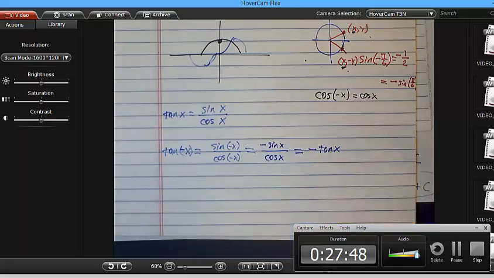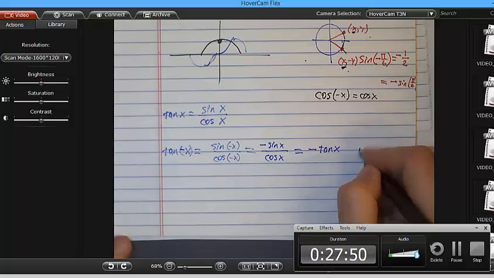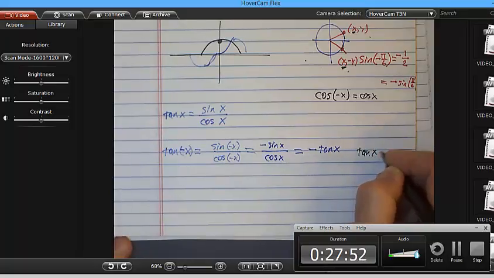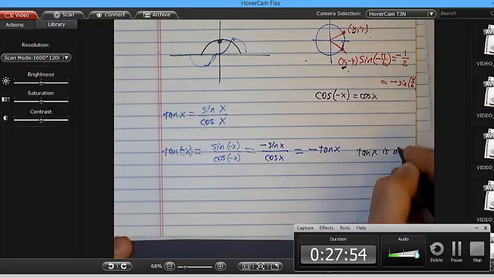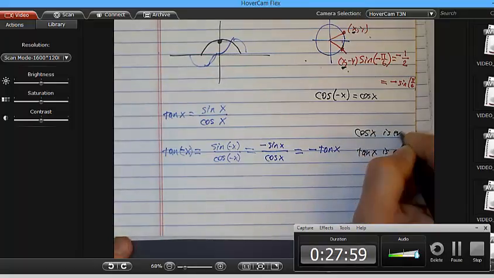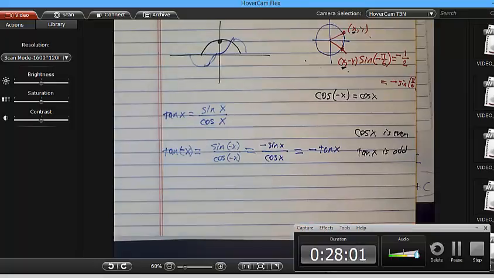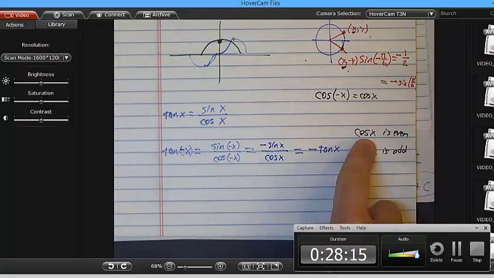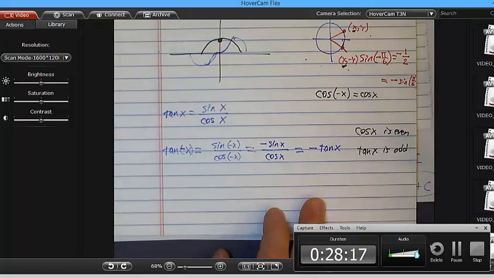And so what does that tell me about tangent of x? Tangent of x is what? Odd. Cosine of x, I said, is even. Sine of x is odd. Sam, is that enough, or you want the other ones? The other ones are the reciprocals. All you're going to do is flip the fractions. So cotangent is also odd. Secant is even. There they are. Okay? Guys with me?